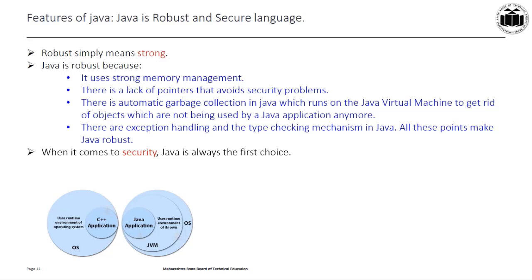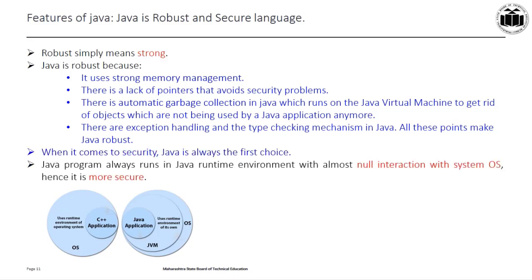When it comes to security, Java is always the first choice because of its bytecode. A Java program always runs in the Java runtime environment with almost null interaction with the operating system, hence it is more secure. So using the bytecode concept, we can say that Java is a secure language.